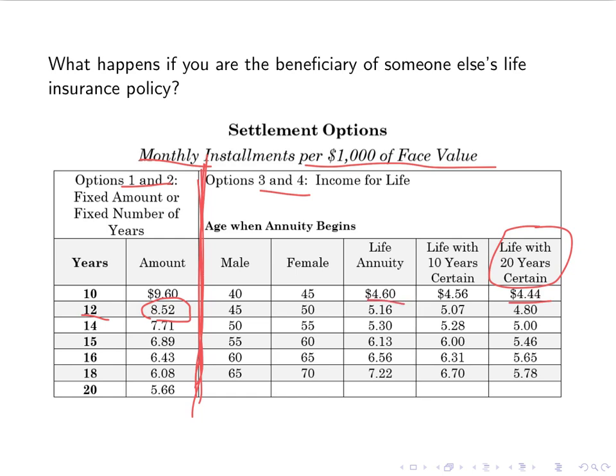So if you live past the 20 years, then the life annuity is the better choice. But if you die before the 20 years is over, then the life with 20 years certain is the better choice because someone else continues to get paid for those 20 years. Okay, so let's see what this looks like in action.